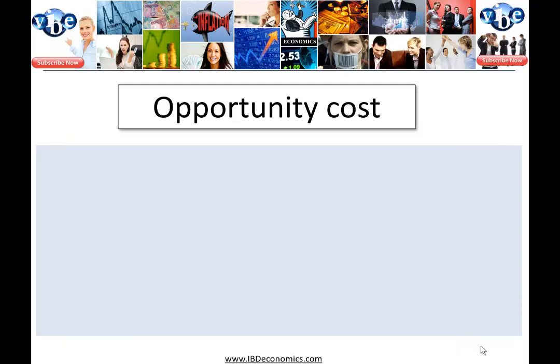So, back to the fundamental problem in economics. Scarcity, must make choices, and each choice that we make produces an opportunity cost.